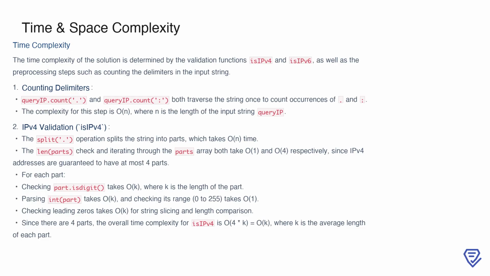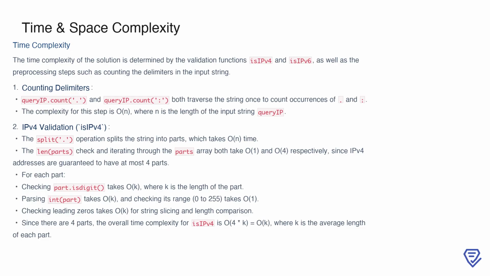The time complexity of the solution is determined by the operations involved in validating the input string as either an IPv4 or IPv6 address. First, counting the delimiters in the input string involves traversing the string to count occurrences of dot and colon.